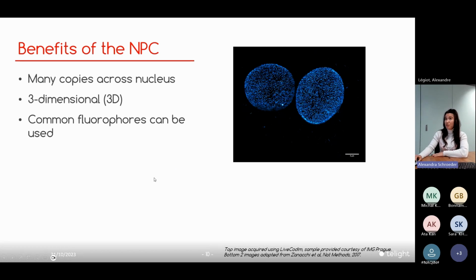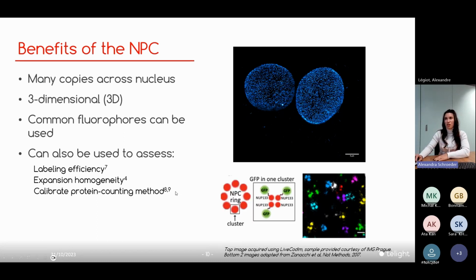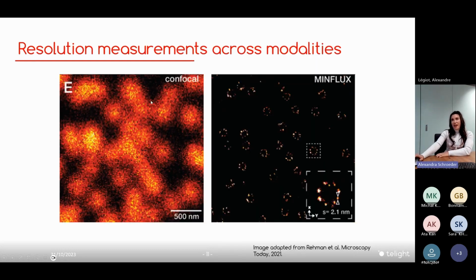It can be stained with common fluorophores and also used to assess, as I hinted, the labeling efficiency of certain structures. In a technique called expansion microscopy, because it is so well known to be this eightfold symmetric pore, it can be used to classify the expansion homogeneity, where the technique swells tissues up to be able to see super resolved structures. It can also be used to calibrate protein counting.